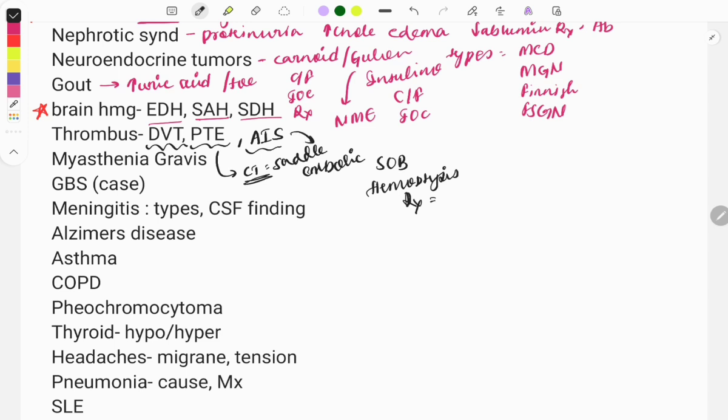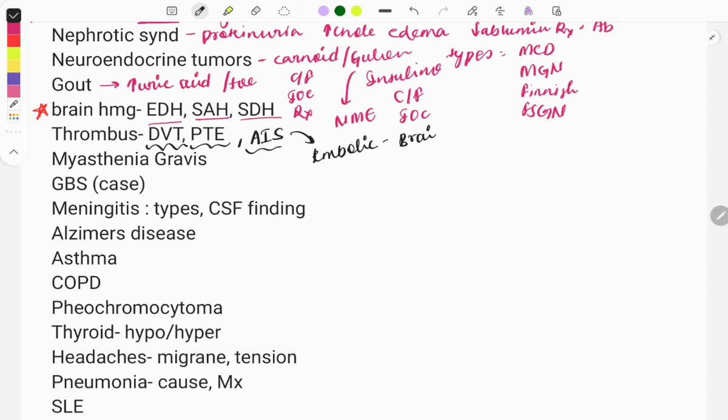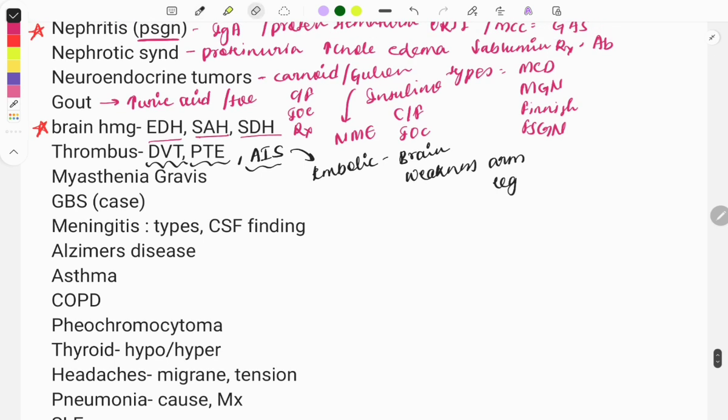Like I was saying, for acute ischemic stroke, the emboli will be mainly in the brain. So there will be features like weakness in the muscle, weakness in the arm or the leg. So these are certain points you need to remember about pulmonary embolism and acute ischemic stroke.